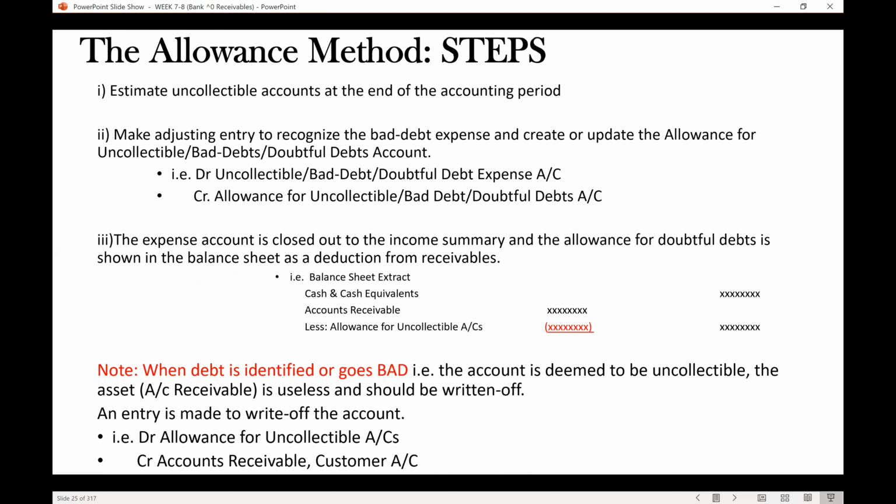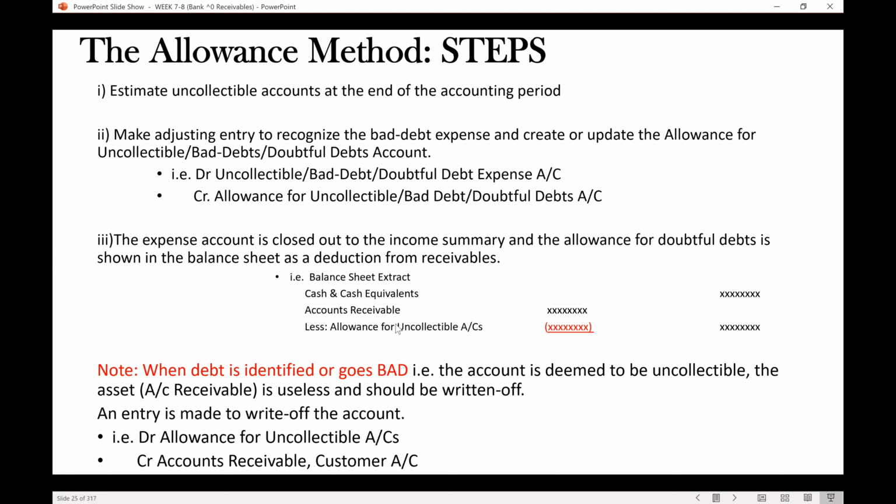Hence why our allowance had a credit balance. Then, after we've done this, if there's no debt that went bad throughout the year, what we do is close the expense account out to the income summary. Then we put the allowance for doubtful debt, which is shown in our balance sheet as a deduction from the receivables. And this is the extract here.